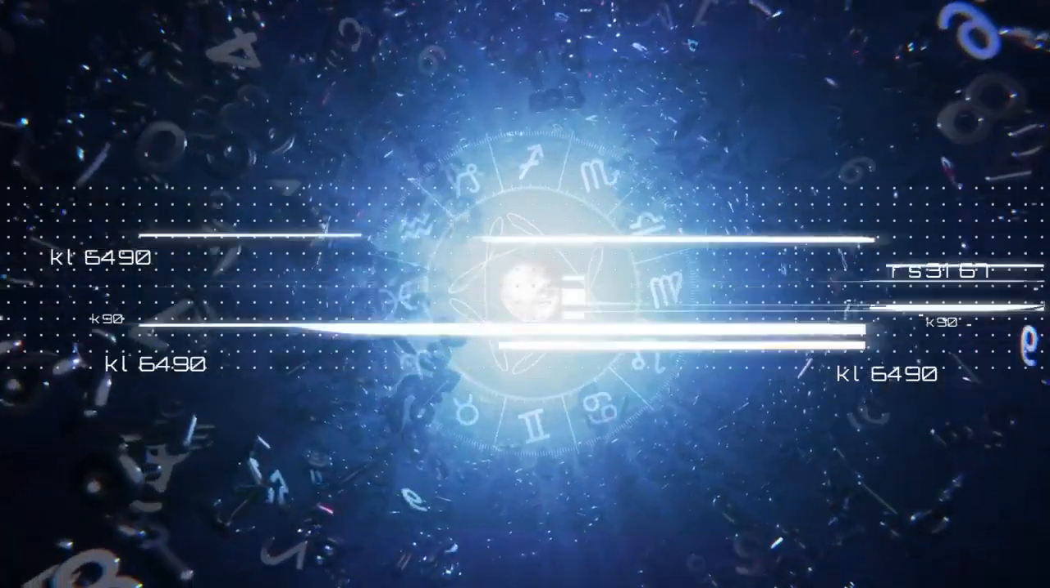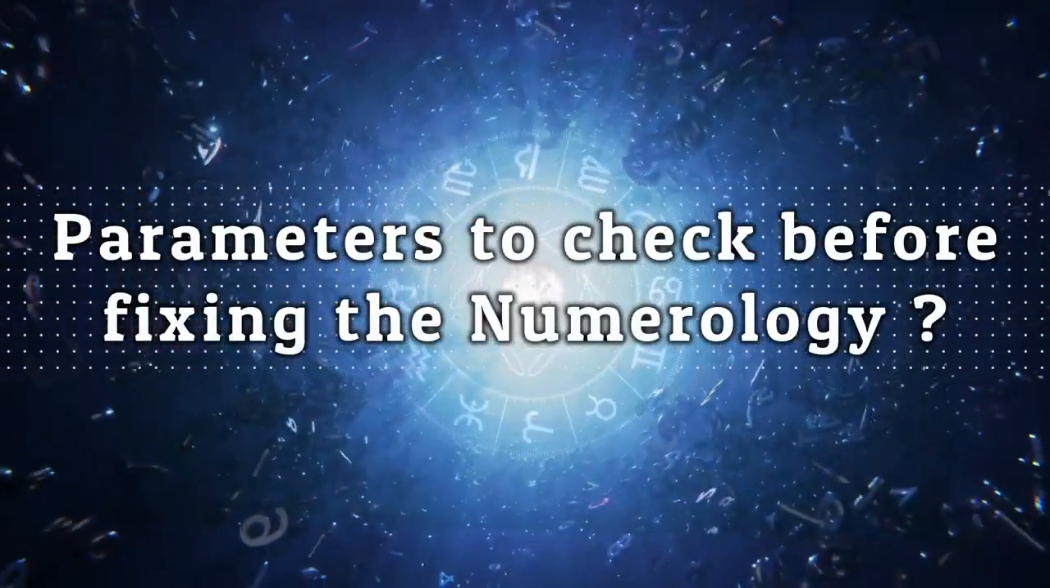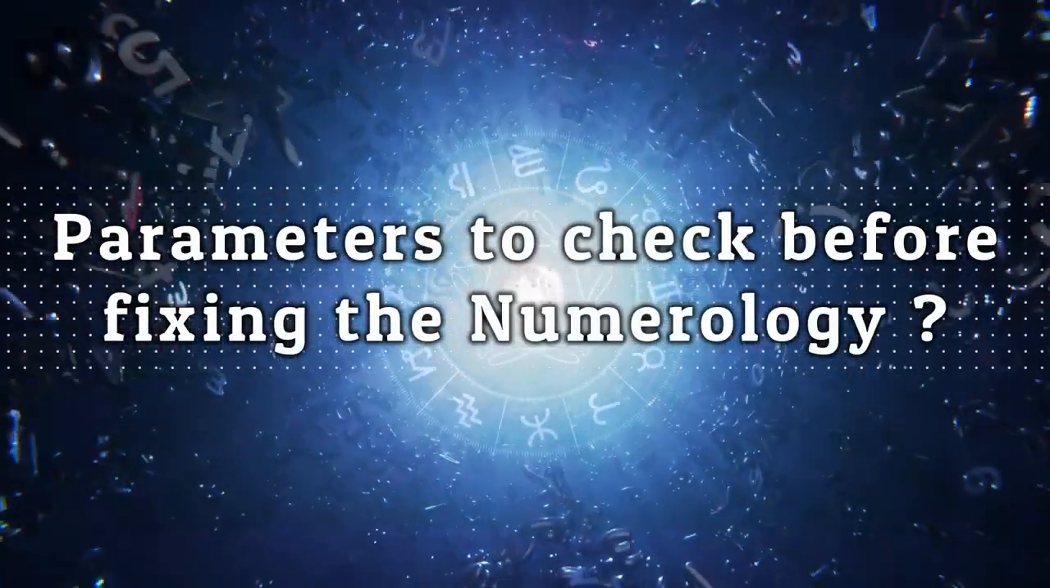So the first segment is what are the parameters which we need to check before fixing the numerology or the name for the baby. So when it comes to numerology, as you know, there are many systems of numerology. So when I get clients, they ask me, Madam, what is the system you are using? Are you using Pythagorean or using Chaldean? And are you using any other system? So very simple, only use Pythagorean system.